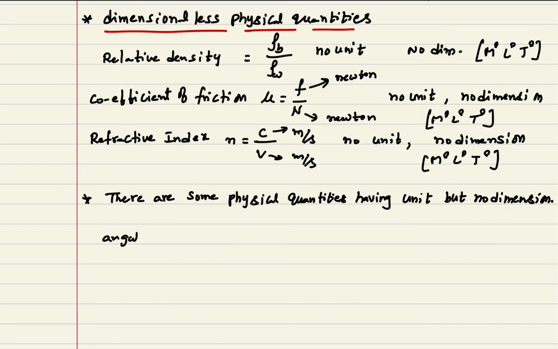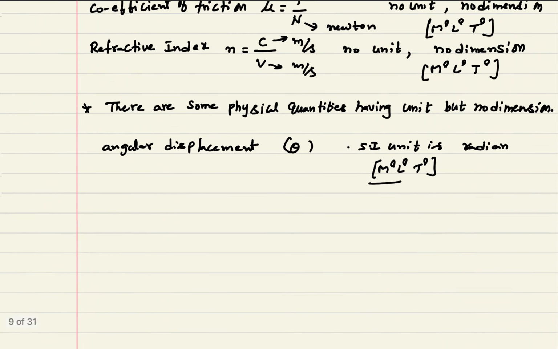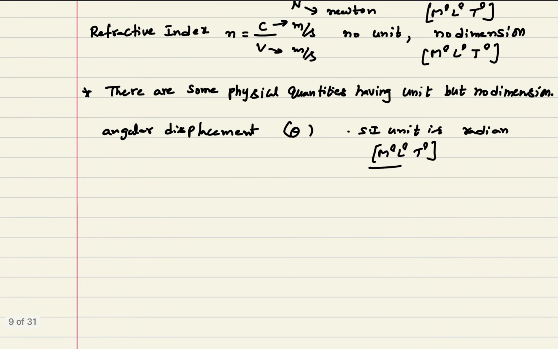Which are these? For example, angular displacement. Angular displacement is theta. The SI unit of theta is radian. This radian will not have any dimension. M power 0, L power 0, T power 0 only. Angles will not have any dimensions. Okay.